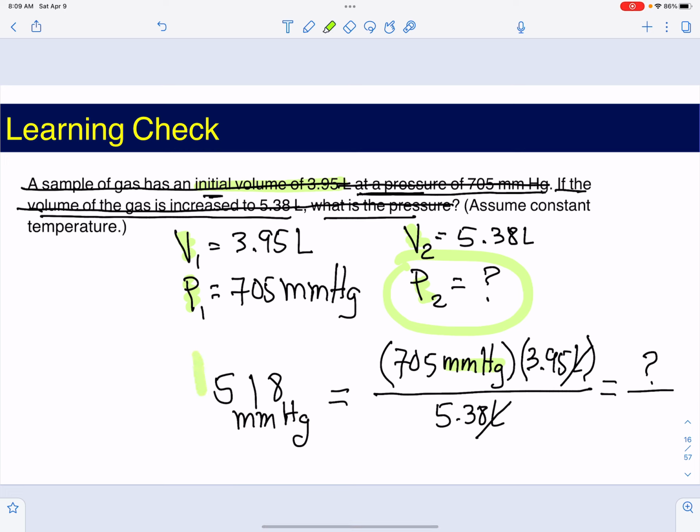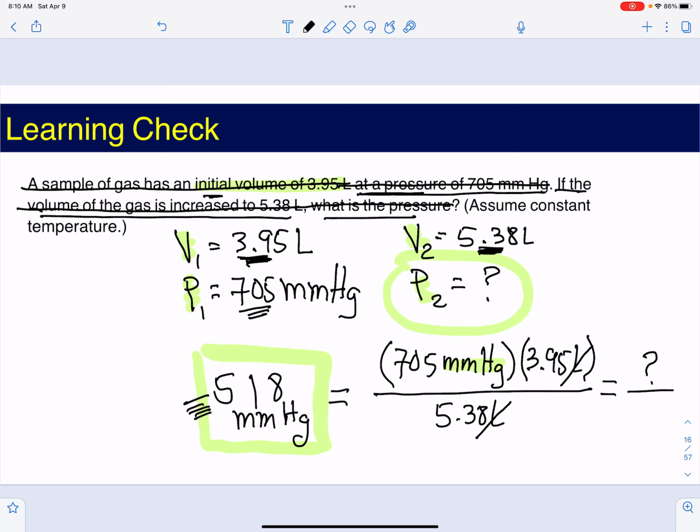And before I do anything else, I'm going to make sure that the numbers make sense. My V1 was 3.95 and my V2 is 5.38. So my volume went up. That means Boyle's law is inversely proportional. If the volume went up, my pressure should go down. And it went from 705 to 518. So that makes sense according to Boyle's law.